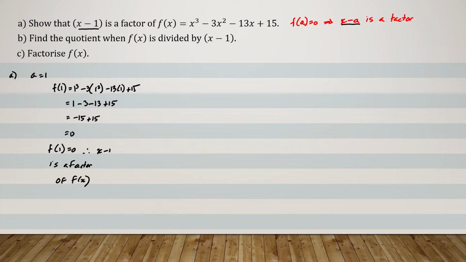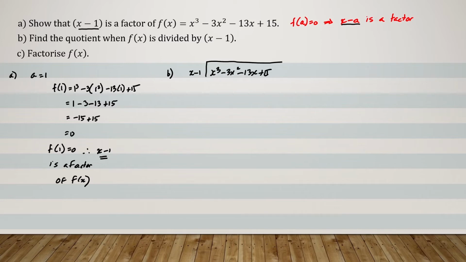In part B, we want to find the quotient when f(x) is divided by x minus 1. And we know that x minus 1 is going to give no remainder. So let's try and divide it in part B. So we divide x minus 1 into our polynomial, which is x cubed minus 3x squared minus 13x plus 15.